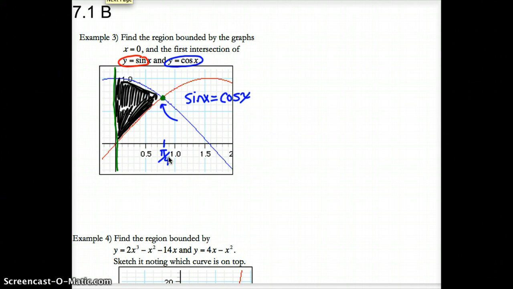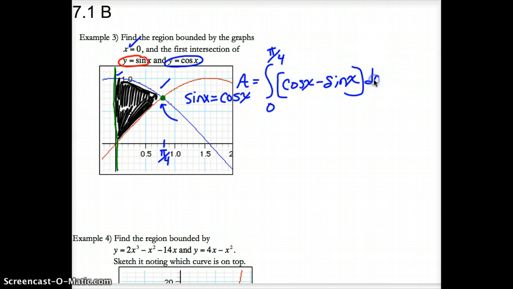Well, why do I need that? Well, that's the outer limit on my integral. So I have to say that my area is equal to, my lower boundary is 0 because they told me it's bound by the green line. It's also bound by the first intersection, which is this green dot, which is pi over 4. Then the top function comes first, that's the blue one, my cosine function, and then my sine function. And I'm going to integrate that.